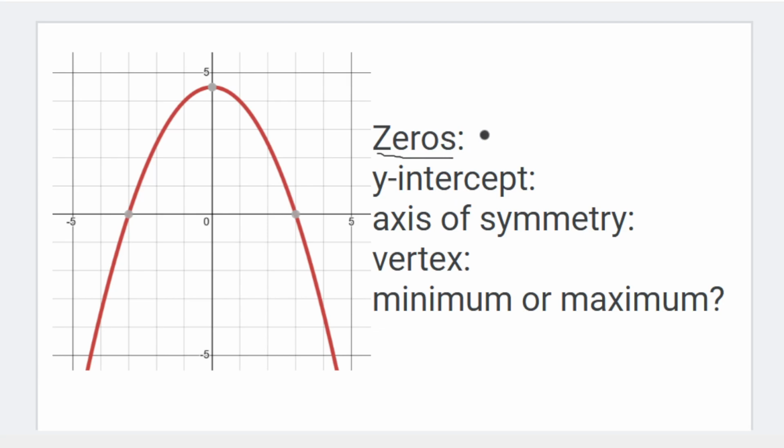Sometimes we're a little confusing in that we call zeros by different names. Sometimes we call them roots. Sometimes we call them solutions. Sometimes we call them x-intercepts. We pick out all kinds of random names to call a zero. What we're doing is we're looking for where this parabola crosses the x-axis.